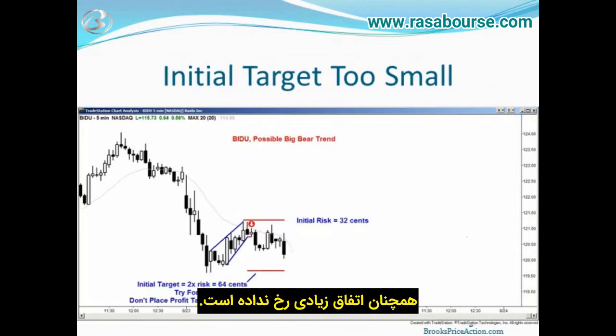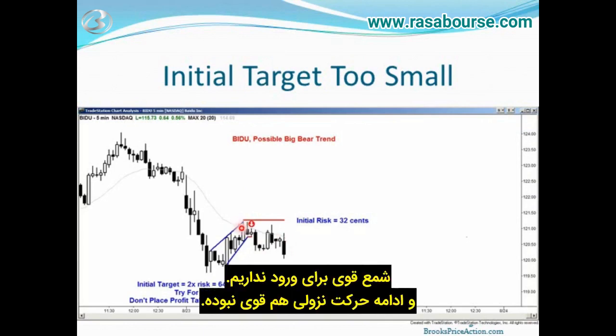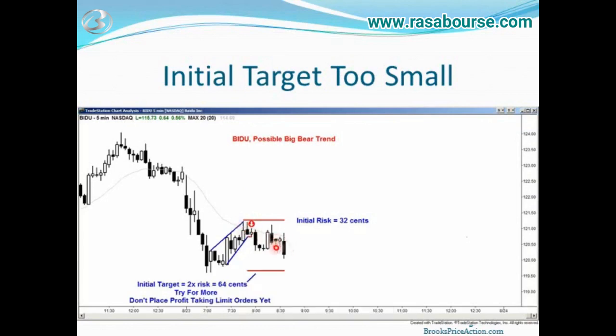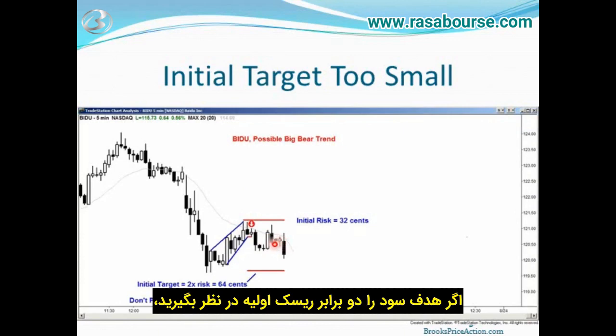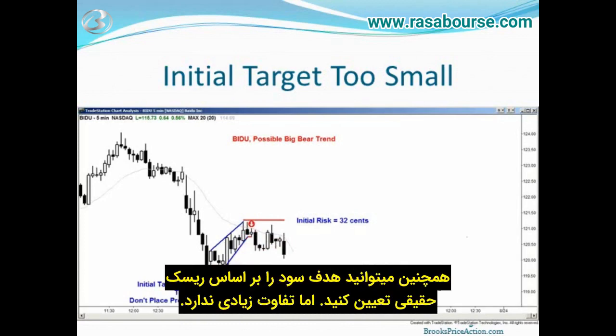Still not much going on. Not a strong entry bar, not strong follow-through. Okay? If you were going for an initial target of 2 times your initial risk, that would be 64 cents down here. You could also adjust it based on your actual risk, but it's not much different.